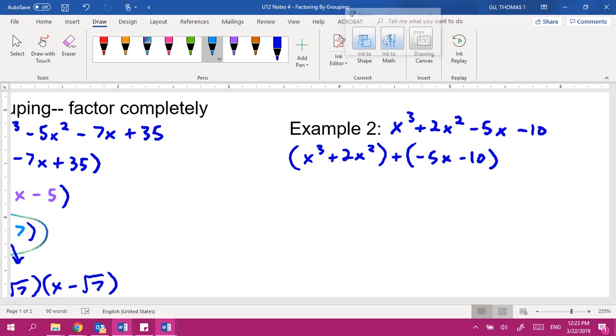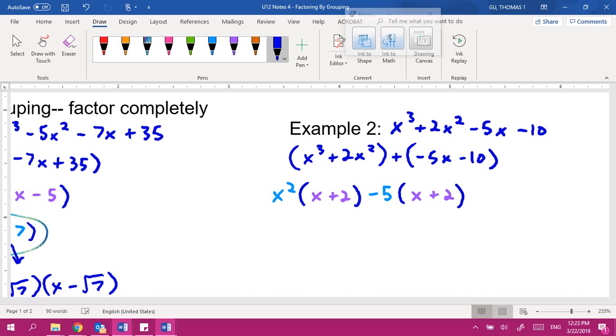GCF. What is the GCF of the first group? x squared. So I factor out the x squared, and what is left on the inside? x plus 2. What comes next? Negative 5. Right, that's the GCF of the second group. And that would leave me with what inside? x plus 2.